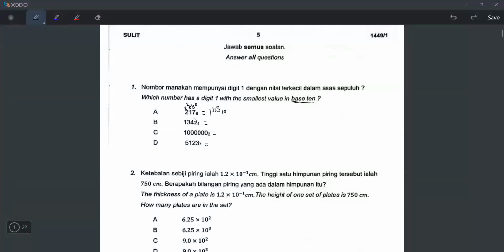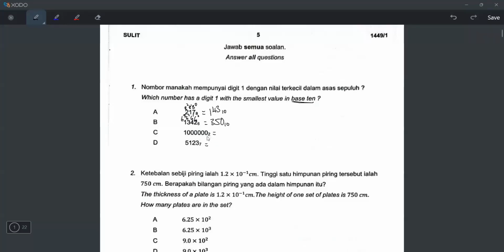Next would be the base 6 value. The place value for this will be 6 power 0, 6 power 1, 6 power 2, 6 power 3. So we multiply all of them first, and then add all together. 6 power 3 times 1 is 216, plus 6 power 2 times 3, so 36 times 3, and then plus 6 times 4. And then plus 6 power 0, which is 1, times 2. So 350 in base 10. Let's go faster.